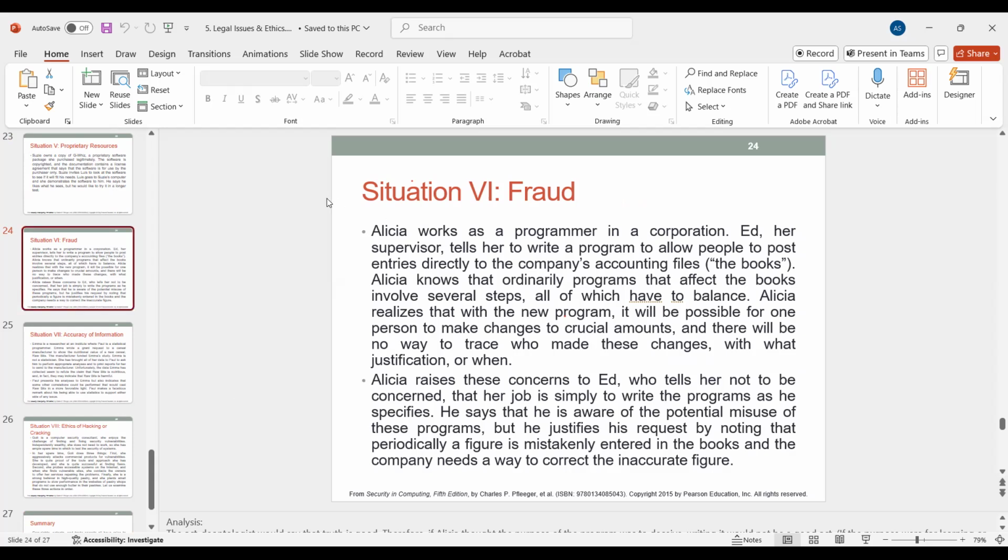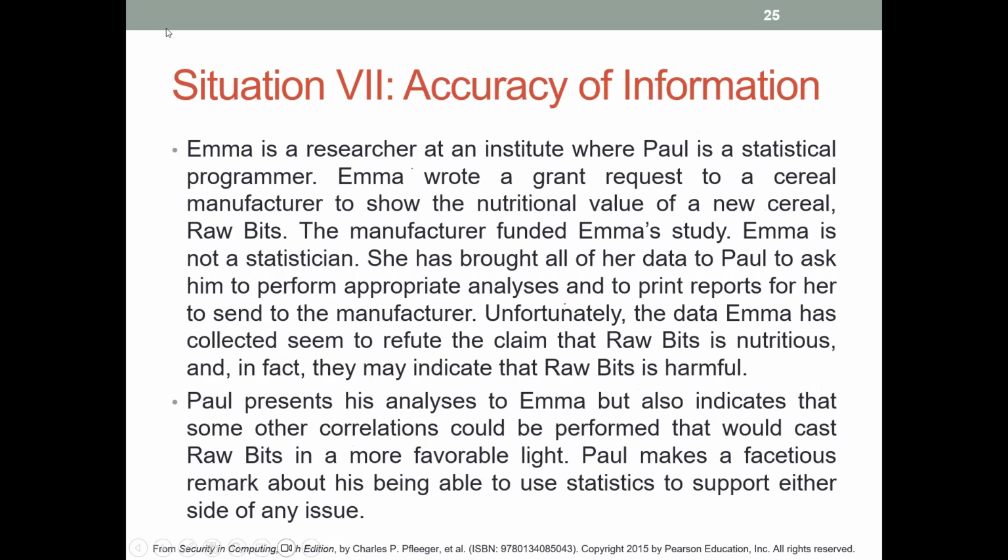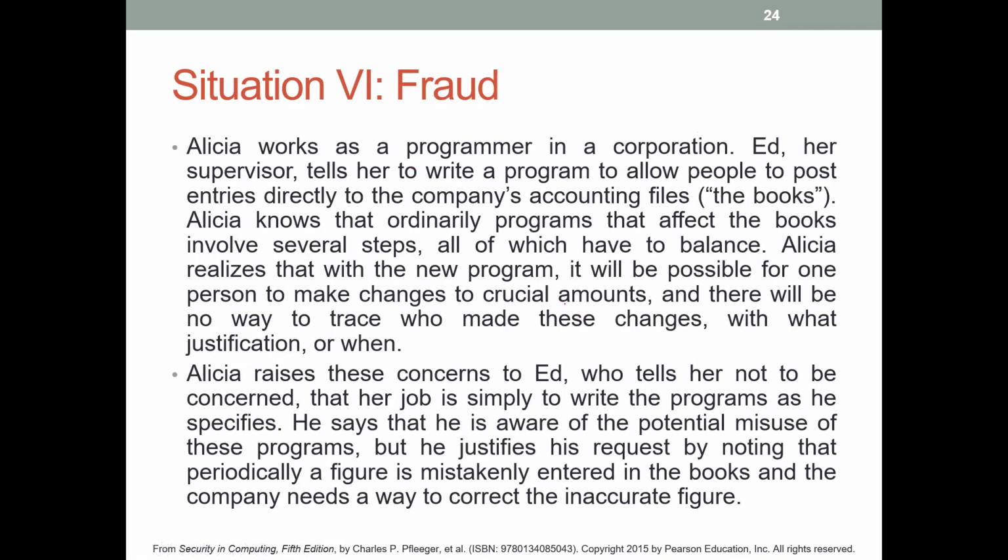Okay, as homework, just take a screenshot of this one, right? I will show you three different scenarios. Just take a screenshot, read the paragraph and tell me the answer by next class, right? This is situation 6, related to fraud activities, right? Each and every one take a screenshot, right? The sixth one, fraud, right?